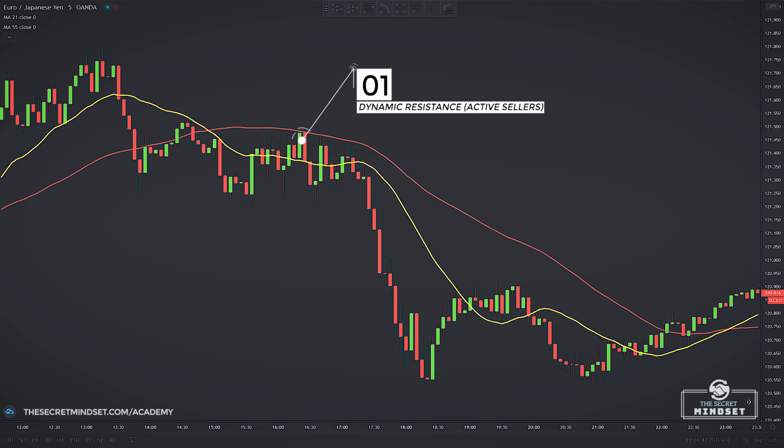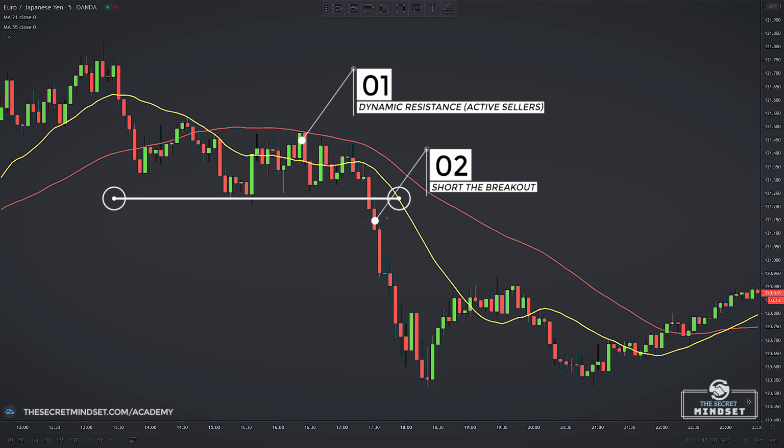Here is a short setup. We have the contraction zone here, tested several times by the price. Observe that the price was unable to go through this area. This means we have active sellers in this zone, ready to push price back down. We enter short after the breakout of this range.